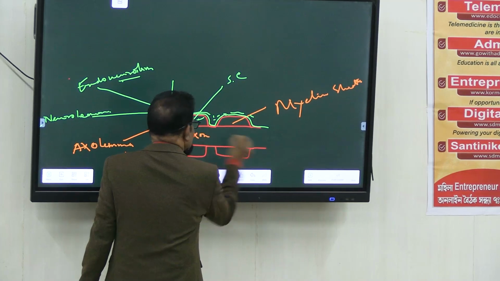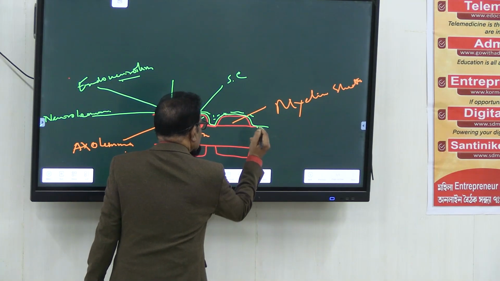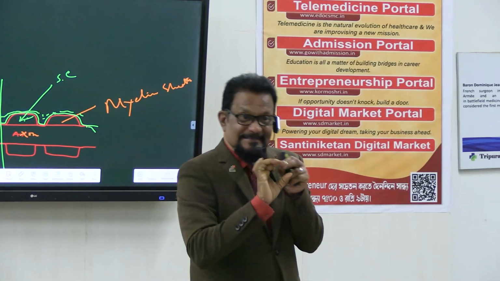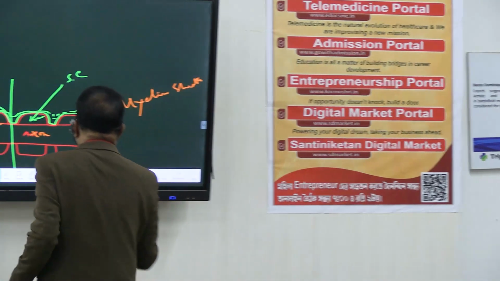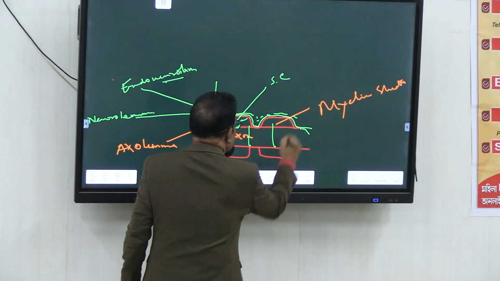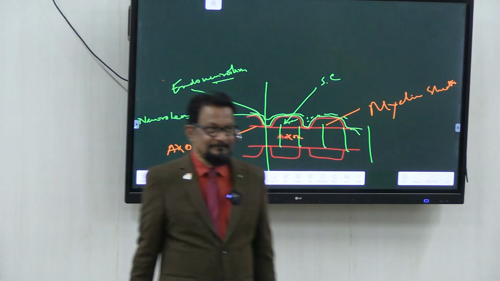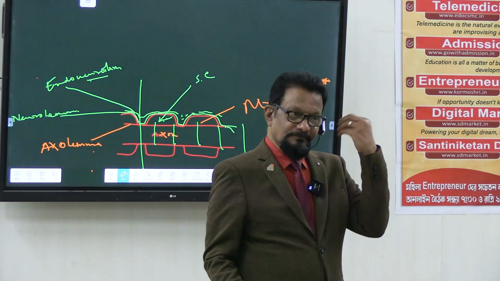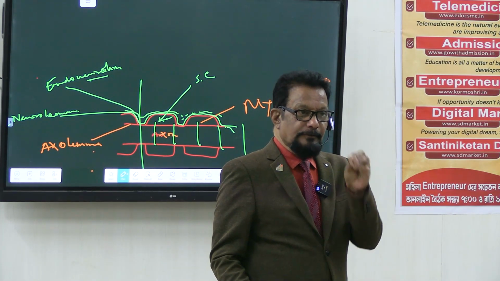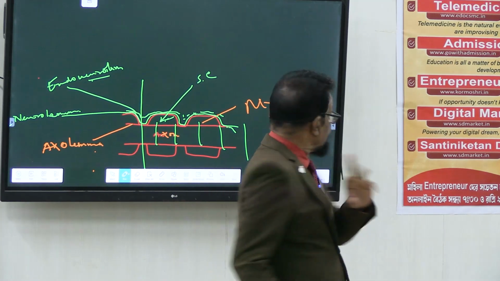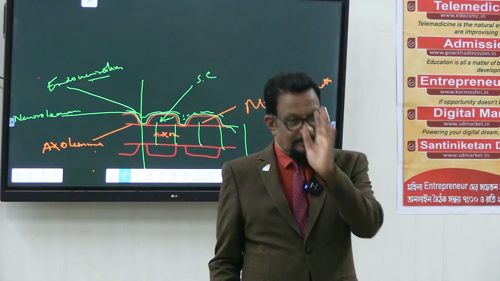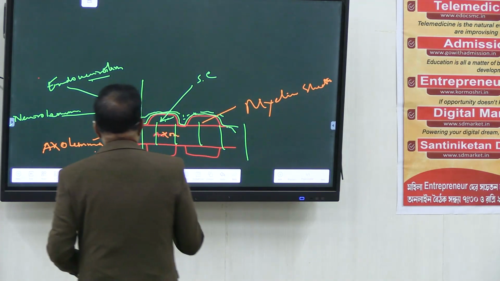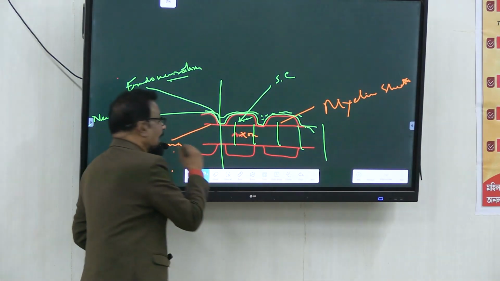And this axis cylinder, the red part, is a cylindrical structure with axoplasm within it. Now this axis cylinder will be broken into various pieces. Myelin sheath will be broken and disintegrated into small pieces. Axis cylinder will also be broken into small pieces. Okay? So what will be there? Only the endoneurium.